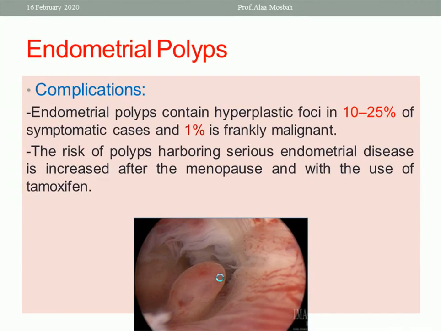What is the complication? Endometrial polyps contain hyperplastic foci in 10 to 25% of symptomatic cases, and 1% is frankly malignant. This is very important. The risk of polyps harboring serious endometrial disease is increased after menopause and with the use of tamoxifen. So, we should be careful with a postmenopausal lady with an endometrial polyp and those on treatment with tamoxifen. This is the endometrial polyp here in the hysteroscopy picture.